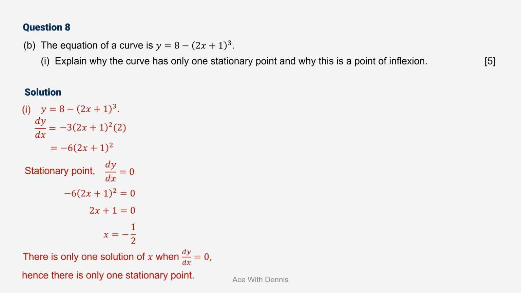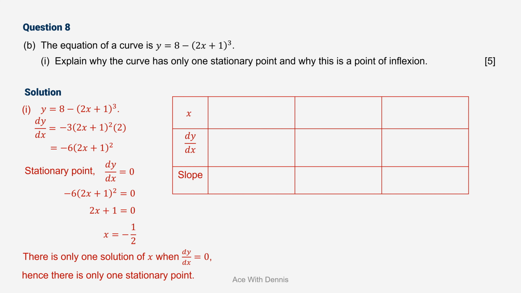So to prove inflection point, there is only one method, which is the tabular method. Okay, so we can use second derivative method to prove inflection point. So we know that this stationary point x is negative half. So dy over dx will be 0, and the slope will be a horizontal line.